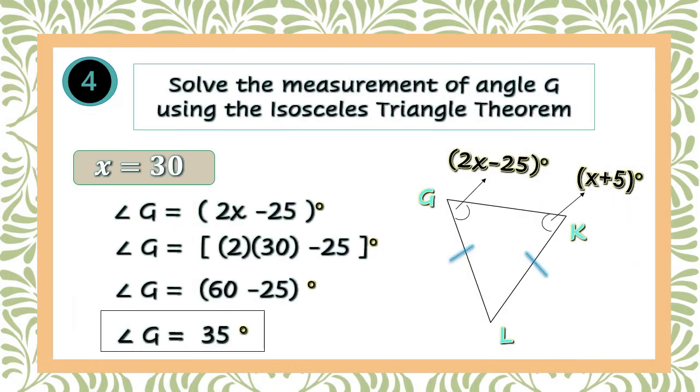So, angle G is equal to 2x minus 25. Angle G is equal to 2 times 30, which is the value of x, minus 25. Angle G is equal to 60 minus 25. Therefore, angle G is equal to 35.